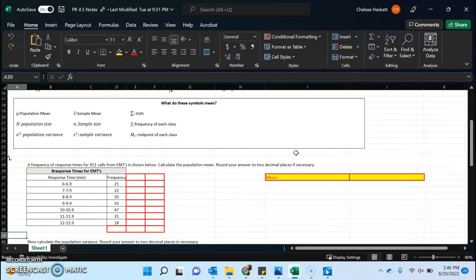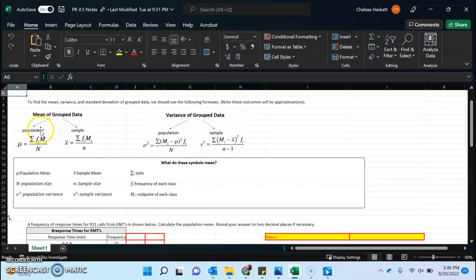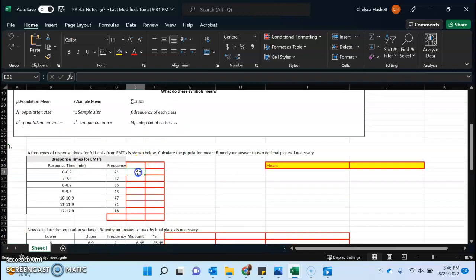A frequency response time for 911 calls from the EMT is shown below. Calculate the population mean. Round your answer to 2 decimal places if necessary. So, step 1, if we go back up here and look how to find the mean, you're going to take the frequency of each class multiplied by the M of I, or the midpoint of each class. So let's go ahead and find the midpoint of each class. So I'm going to do equals 6 plus 6.9, and then we're going to divide that by 2, right? Okay, parentheses are important. Divided by 2.